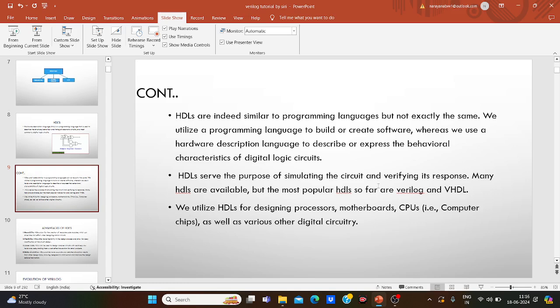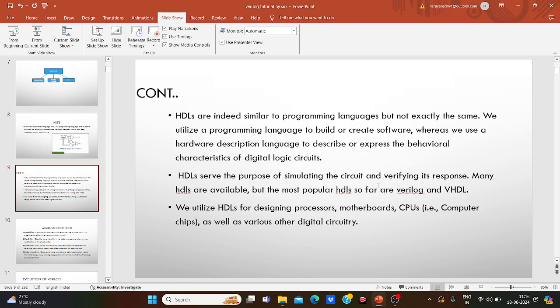In the present scenario, there are many HDLs. In order to enter VLSI, the real-time industries will mostly ask you about two languages, the two most popular HDLs: one is Verilog and the second one is VHDL. 90% goes for Verilog. VHDL is also an HDL, but mostly 90% of the industries use Verilog.